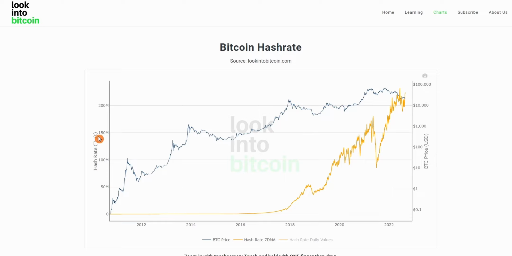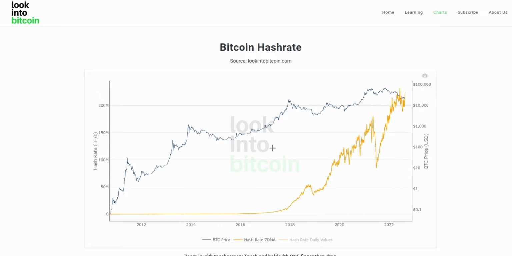And we can see here that this is measured in TH per S. So TH is terahashes, and one hash is basically one attempt at solving this mathematical puzzle. A terahash is a trillion attempts at trying to solve this puzzle. And as we can currently see, Bitcoin is sitting at 224 million terahashes. So this is 224 million trillion attempts every second to try and solve this Bitcoin block puzzle.